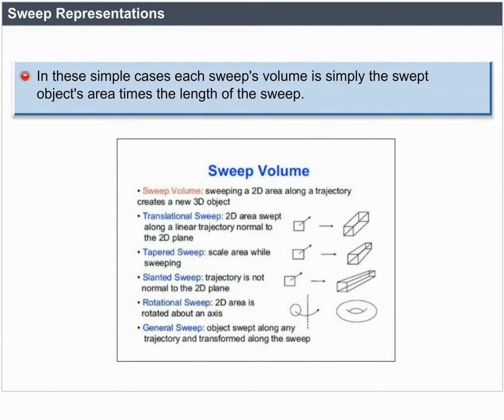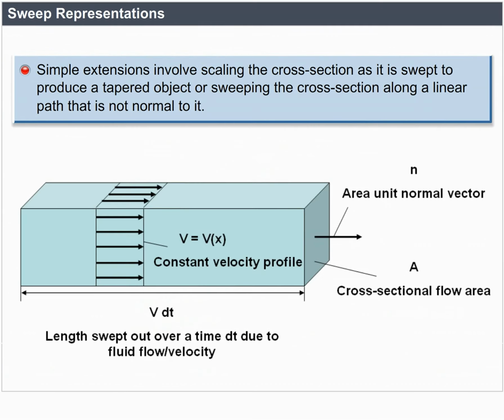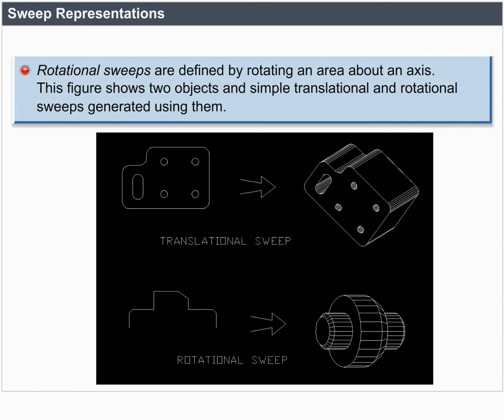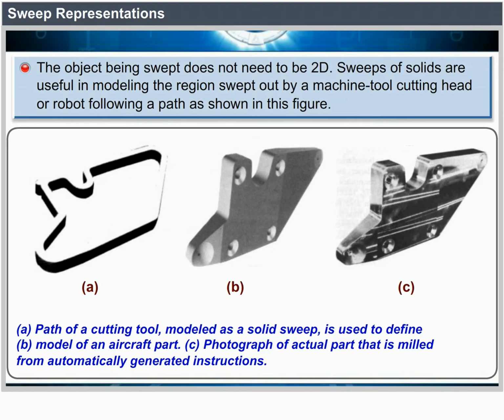Simple extensions involve scaling the cross-section as it is swept to produce a tapered object, or sweeping the cross-section along a linear path that is not normal to it. Rotational sweeps are defined by rotating an area about an axis. This figure shows two objects and simple translational and rotational sweeps generated using them. The object being swept does not need to be 2D.